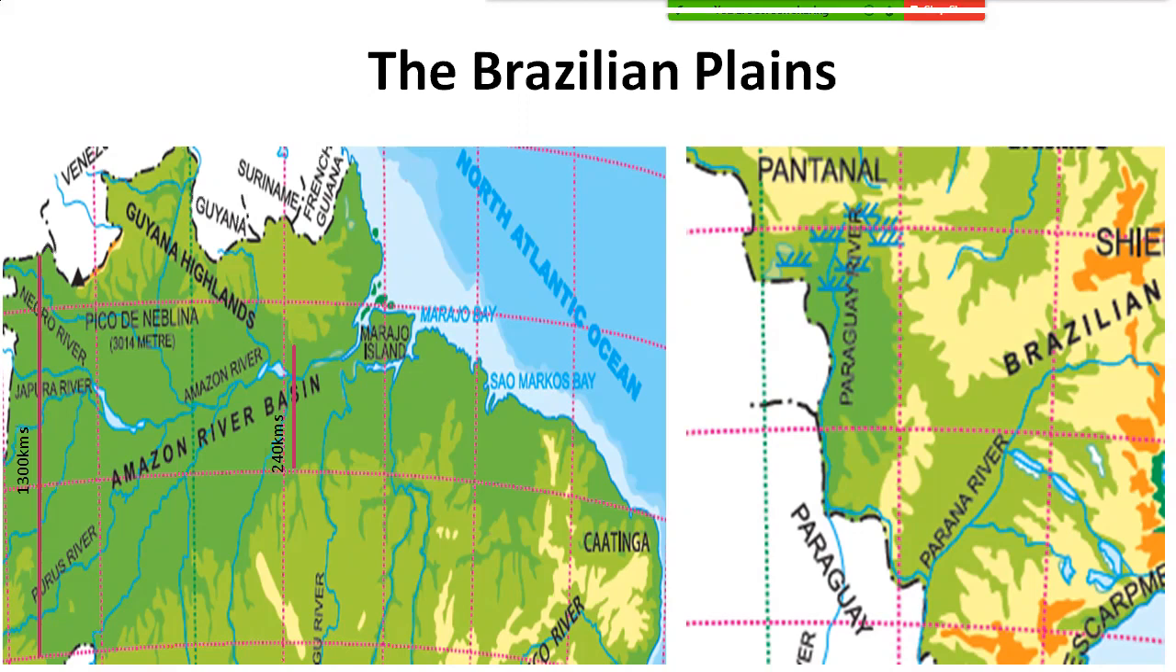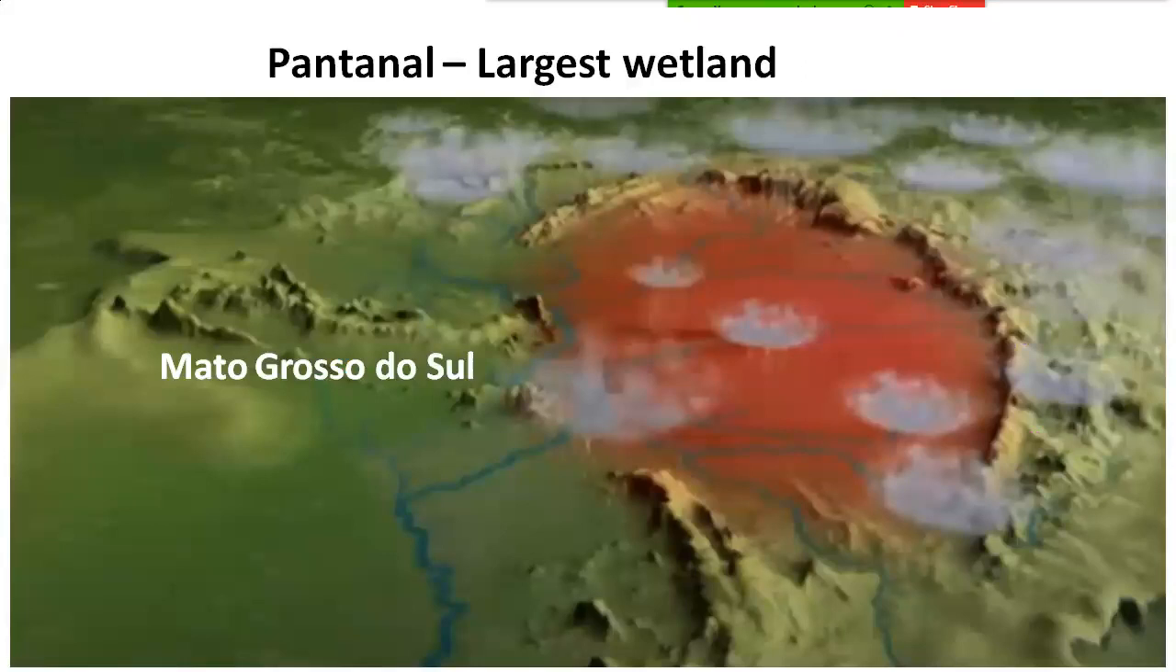Towards the southwestern part of this region, that is the Parana and Paraguay river basin, there is a marshy land formed called Pantanal. It is the largest wetland in the world. A wetland is a marshy land. To the northwest of this region lies the Mato Grosso do Sul, which is again a region of great swamps and marshes, which is also a very big tourist spot.